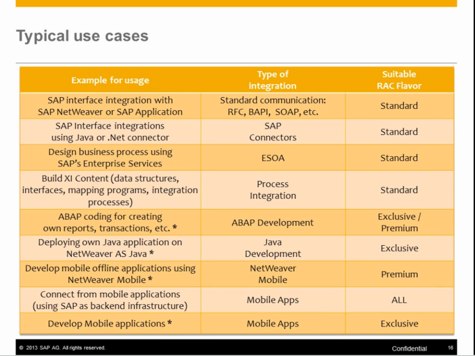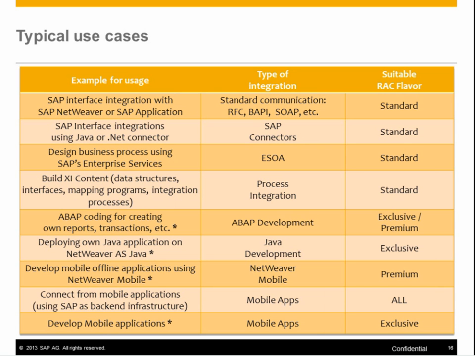Then designing processes using SAP's enterprise services, with the integration of service-oriented architecture, is also available with the RAC standard flavor. Then building PI content with data structures, interfaces, mapping programs, and integration processes, doing that type of integration with SAP. Process integration is also used with the standard flavor.